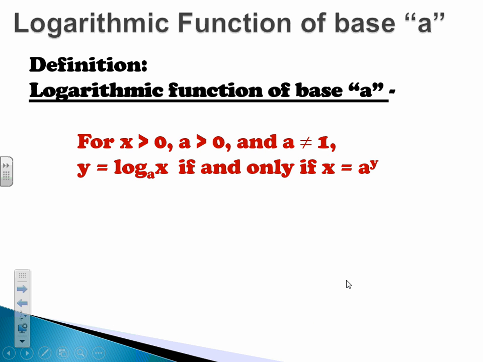Here's the definition of the log function of base A. It is very long, so I'm going to try to break it down into English. The exponent has to be greater than 0. The A value, or the base, has to be greater than 0, and A cannot be equal to 1. If you have 1 to the power of 1, what do you get? 1. What's 1 to the power of 10? 1 to the power of 100? 1. So if A is equal to 1, you just get a straight line at 1, and that's not an exponential or a log function. Those are your restrictions.